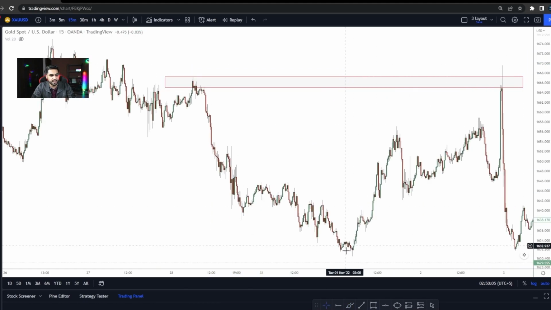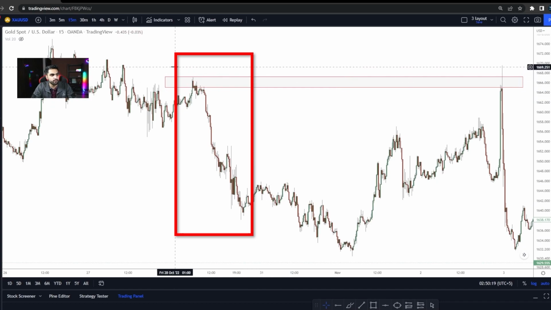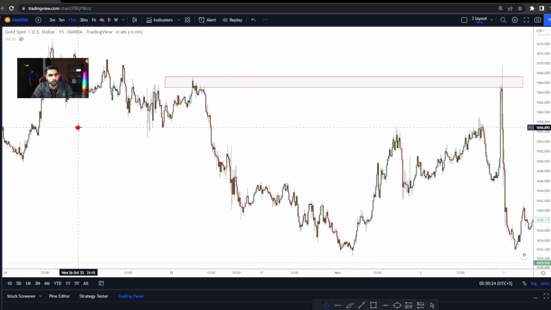So as we can see, the market did make a movement to the upside, and we can clearly see the difference between this buyer's movement, which is a proper pullback to the upside, as compared to the seller's movement, which is a movement that created a new lower low right here, previously broke this support level.